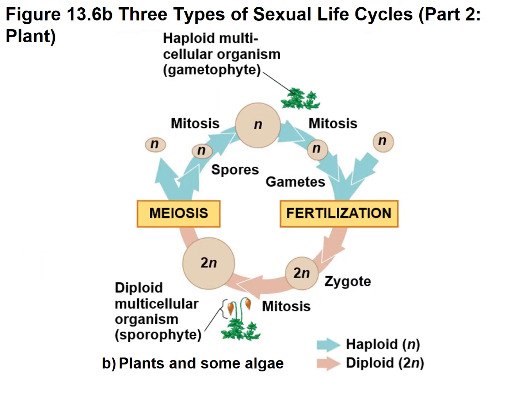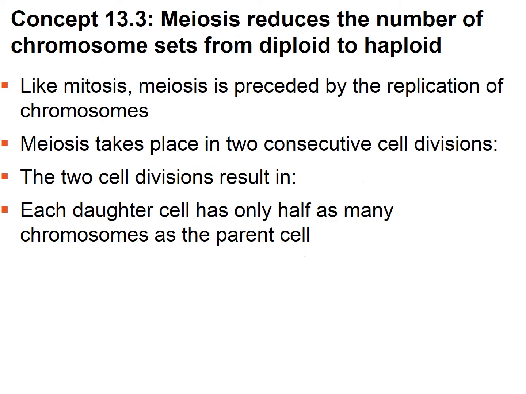Figure 13.6b shows the plant life cycle. Now this can be a little bit confusing, so make sure you study this slide carefully so you understand the difference between sporophyte and gametophyte and what meiosis produces and what mitosis produces. The third life cycle, which focuses on fungi and protists, we're not going to look at, and we're not really going to look at plants anymore. We're going to focus on animals.